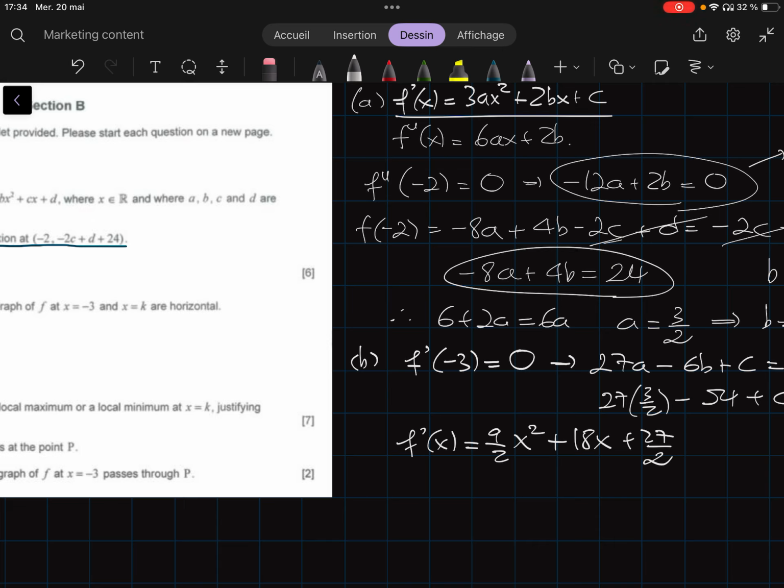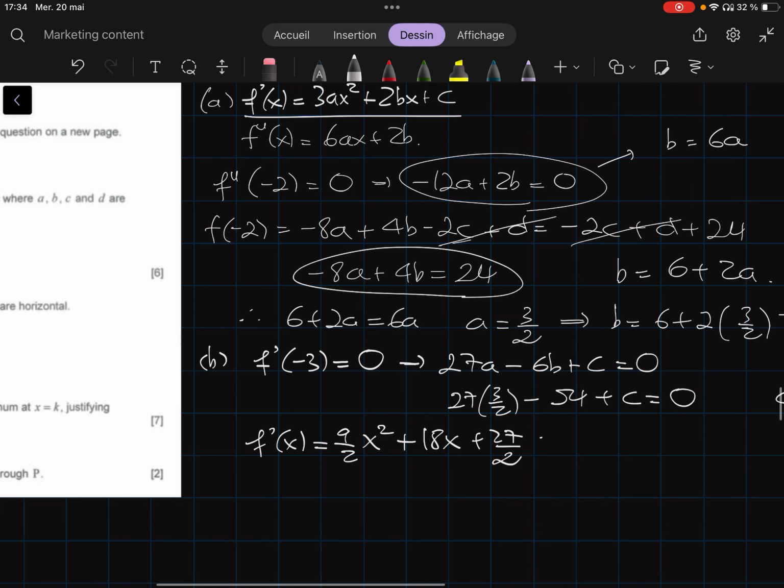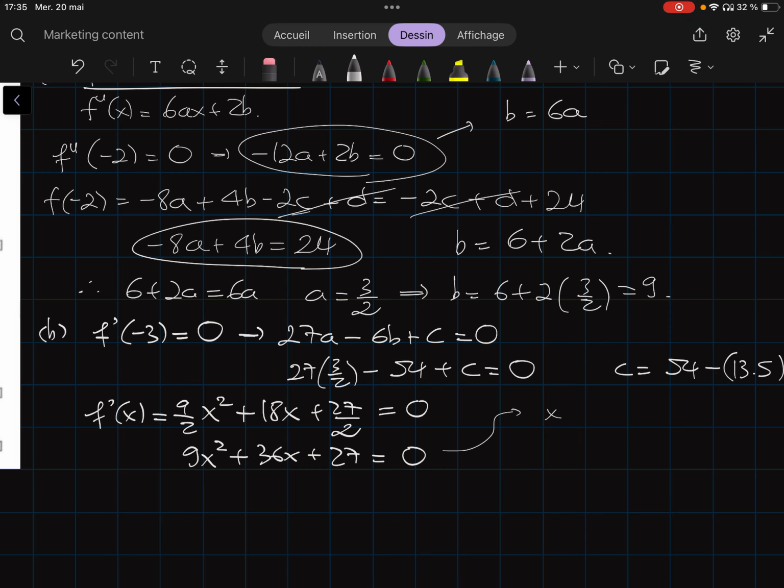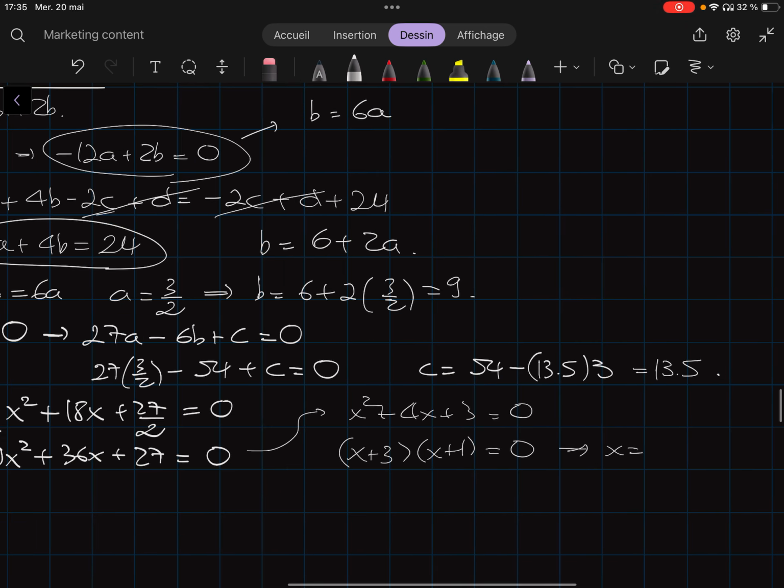We want to solve this equation and we want to set it equal to 0. So let's multiply everything by 2. Divide everything by 9. And found out that the other value is negative 1.